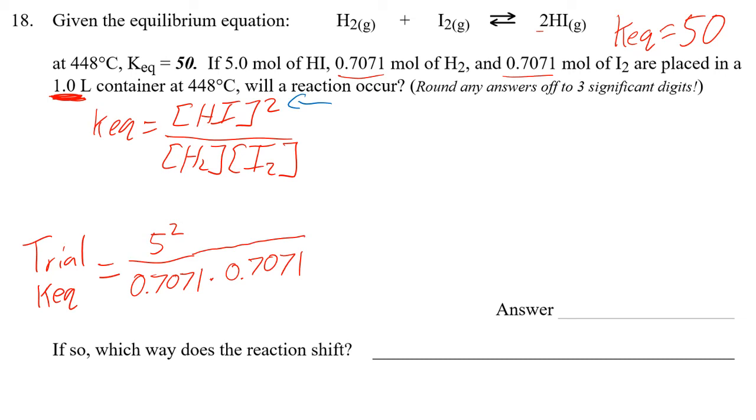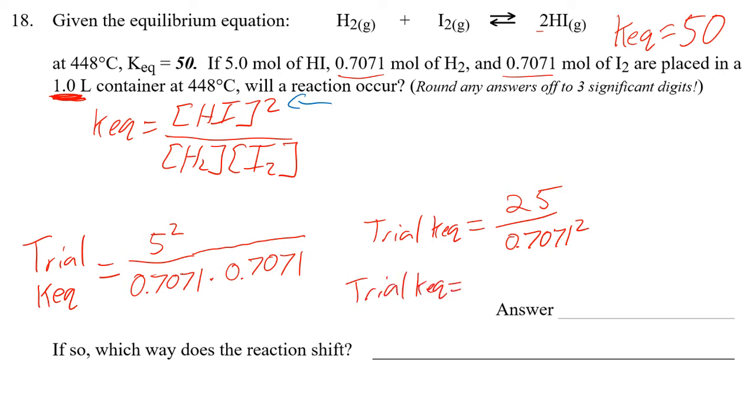Okay, and so trial Kq equals 25 over 0.7071 squared, technically, because they're the exact same number. Trial Kq equals, I got my calculator because I can't do that in my head, 25 divided by 0.7071 squared equals, and the number I get is 50. So that means trial Kq is equal to Kq.